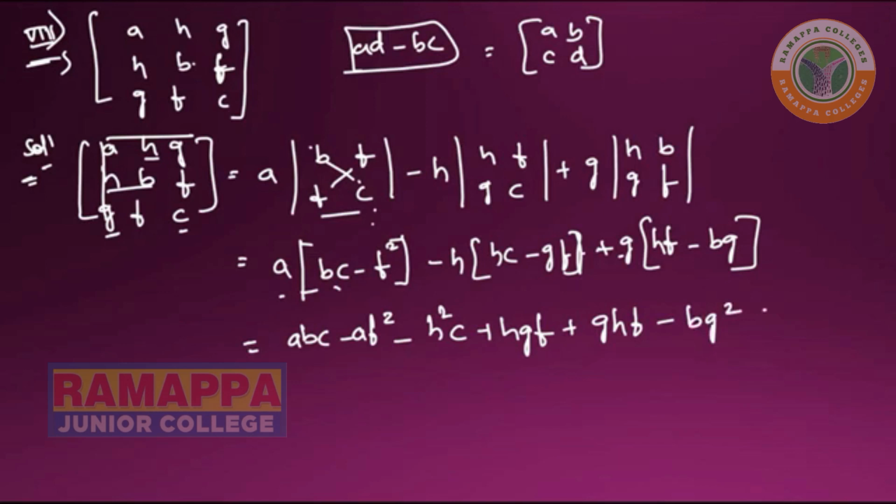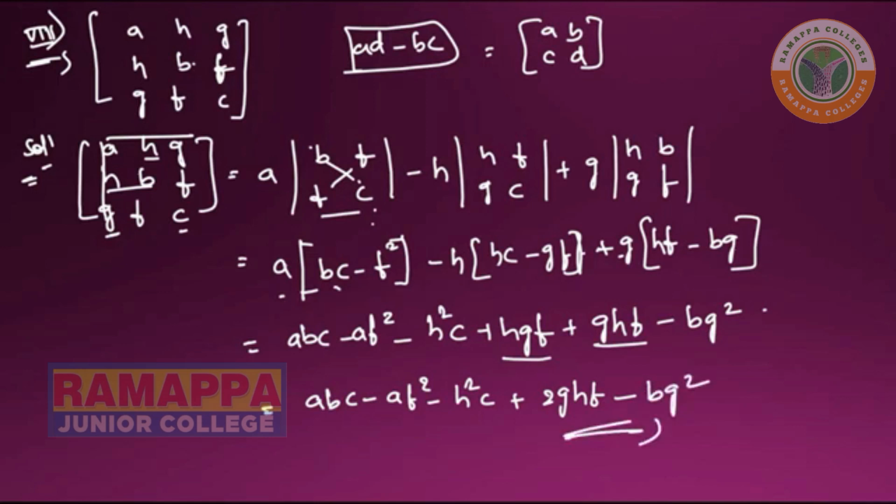Okay, so HGF and HGF will come. Okay, so the answer is ABC minus AF square minus H square C plus 2GHF, HGF. Like, however you wish to write it. So minus BG square. So this is the answer of the given question here. Okay, so we can write 2FGH. Okay, no problem. So now moving to the next question.